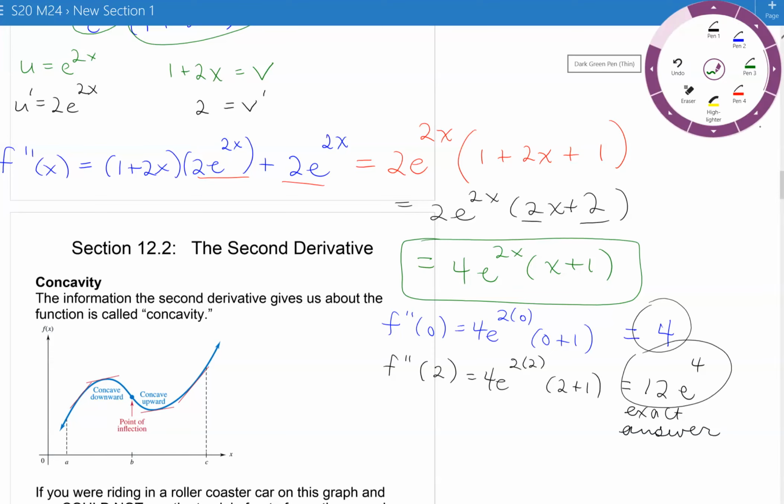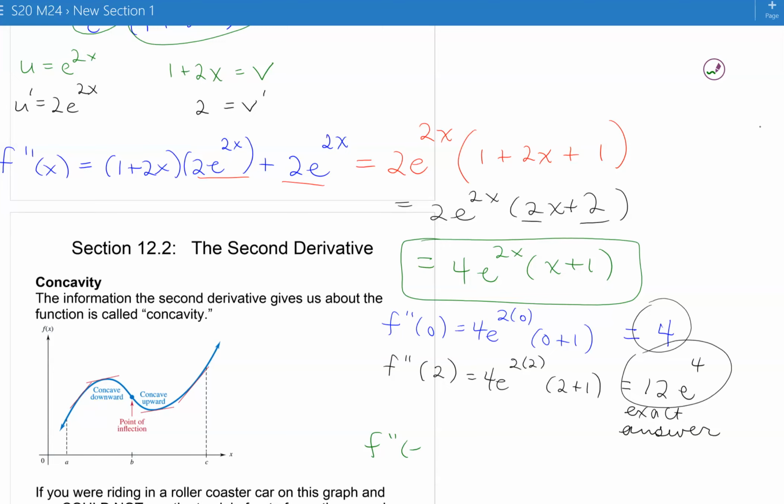And last, we're asked for f double prime of negative 3. 4 times e to the 2 times negative 3, times negative 3 plus 1. So it's going to be negative 8 e to the negative 6. Okay, so I'm going to pause the movie here and start again on the next topic, which is concavity.